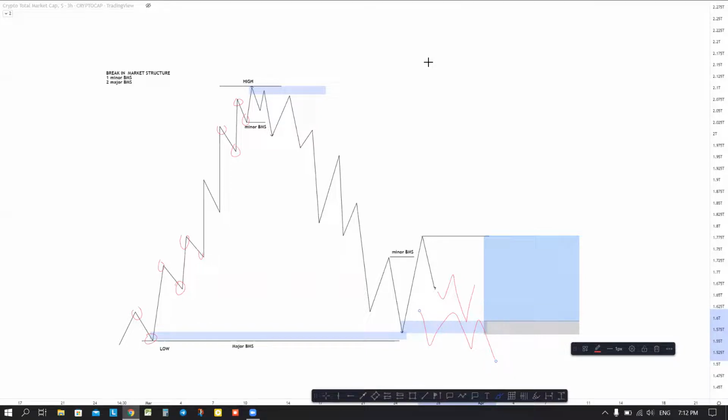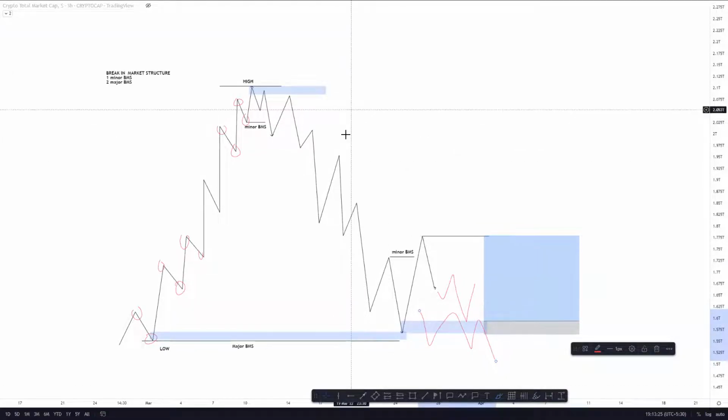When the market closes and goes below this last low, I will call that a major BMS. I hope you guys understand. I will explain it again one more time for you.